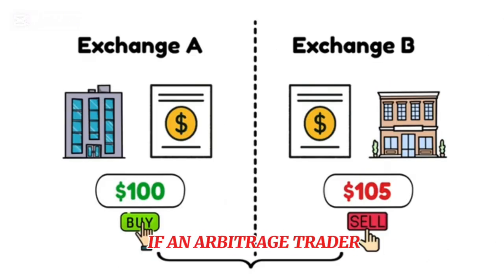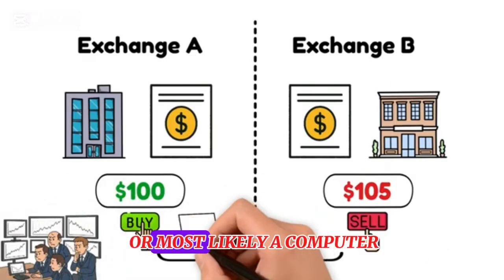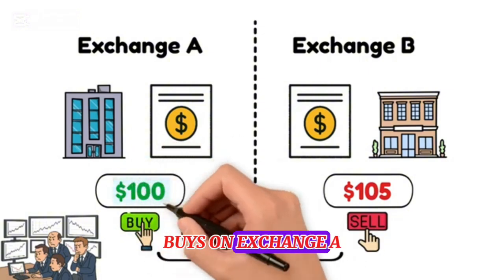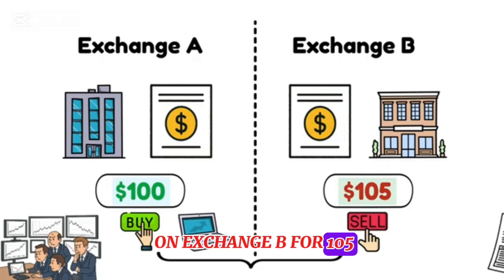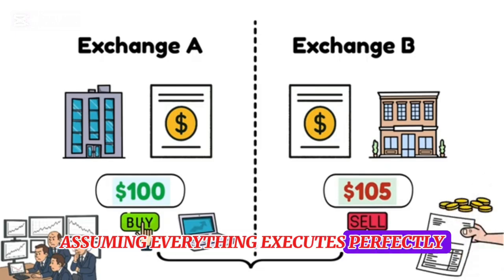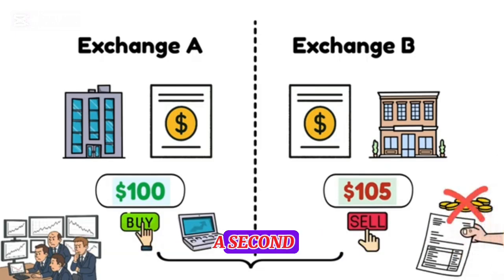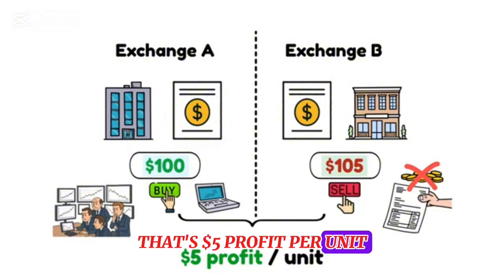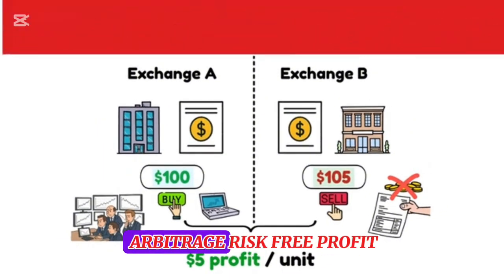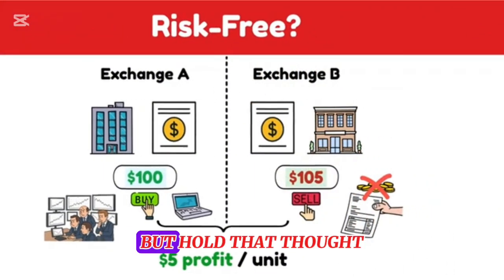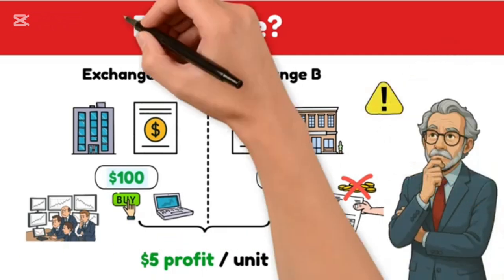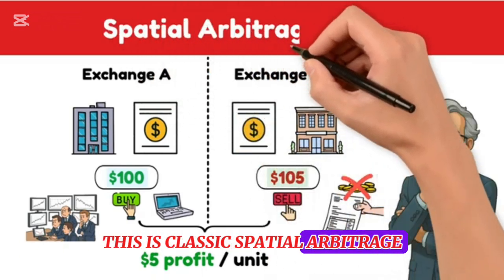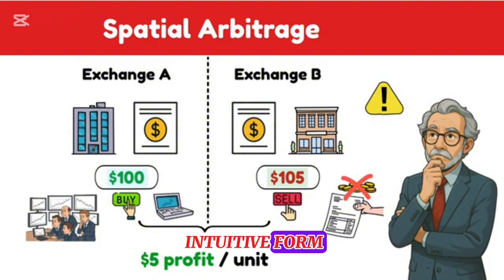Back to our example. If an arbitrage trader, or most likely a computer, buys on exchange A for 100 and sells on exchange B for 105, assuming everything executes perfectly and ignoring fees for a second, that's $5 profit per unit. That's why people call arbitrage risk-free profit. But hold that thought. We'll come back to how risk-free that really is later. This is classic spatial arbitrage, the simplest and most intuitive form.